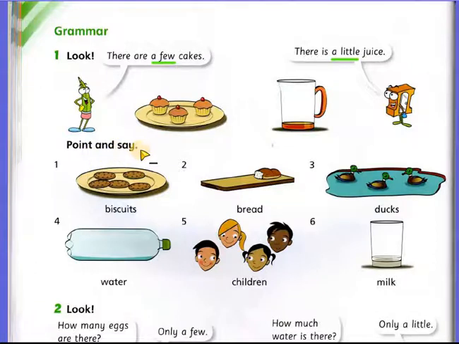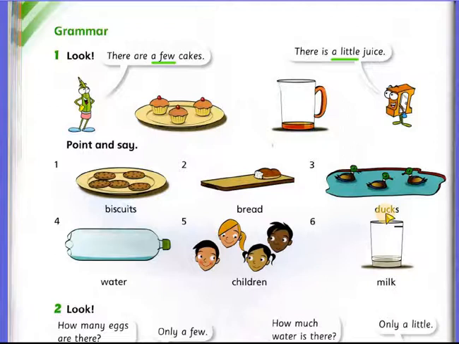Point and say. Number 1. Who can tell me number 1? There are a few biscuits. Excellent. Number 1. Number 2. Bread. Can you count bread? No. So I use there is. There is a little bread. Excellent. Number 3.